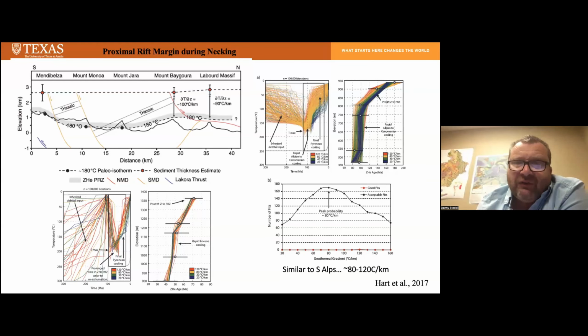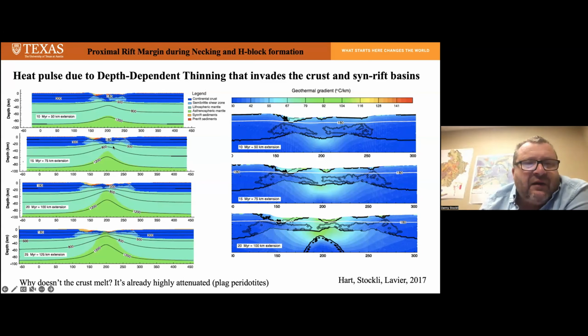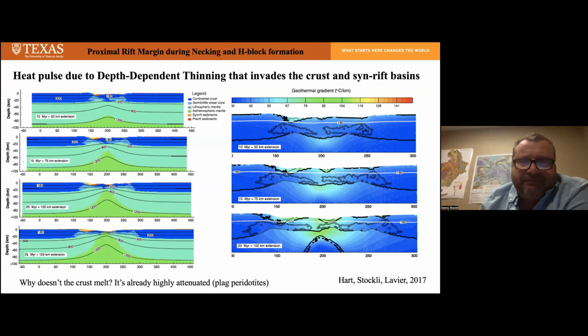So how is this? Well, we did some modeling with Luc Lavier, and others have done this too. And one of the things we've seen is that depth-dependent thinning, especially under the H block, tends to heat up the crust during hyperextension pretty dramatically. And you have, as you can see here in this model, say the 200 degrees C isotherm climb up into the basin and really heat the thinned upper crust quite dramatically.